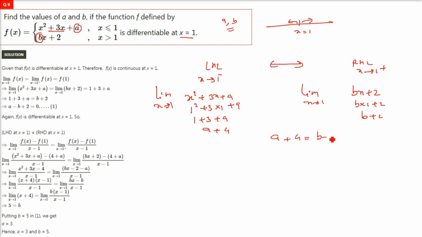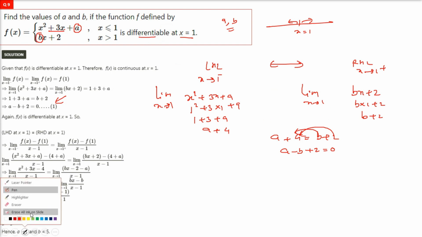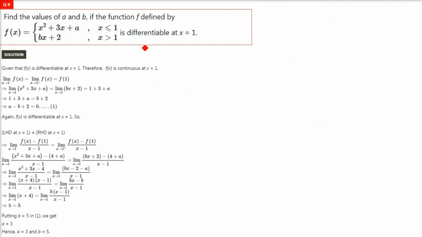So a plus 4 equals b plus 2, and we'll deal with it later, because ultimately we have to put a as b minus 2 in our next step. But the main equation is this, the first equation. Now we have checked for the continuity, we got the one equation. Now we'll go for the differentiability. So let me just clear it up, and we'll be discussing the differentiability here.